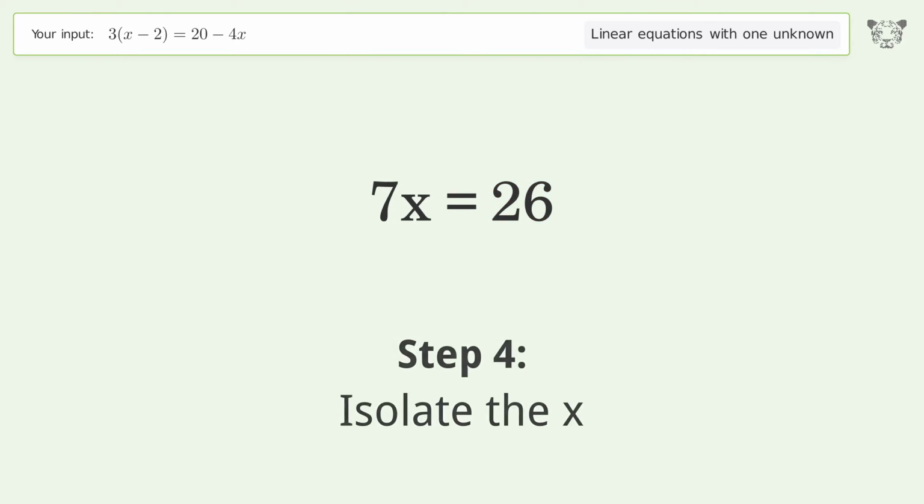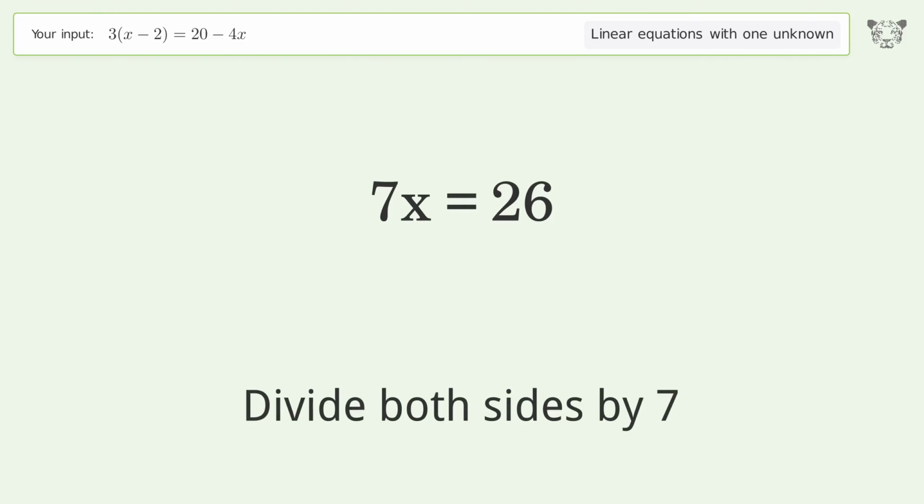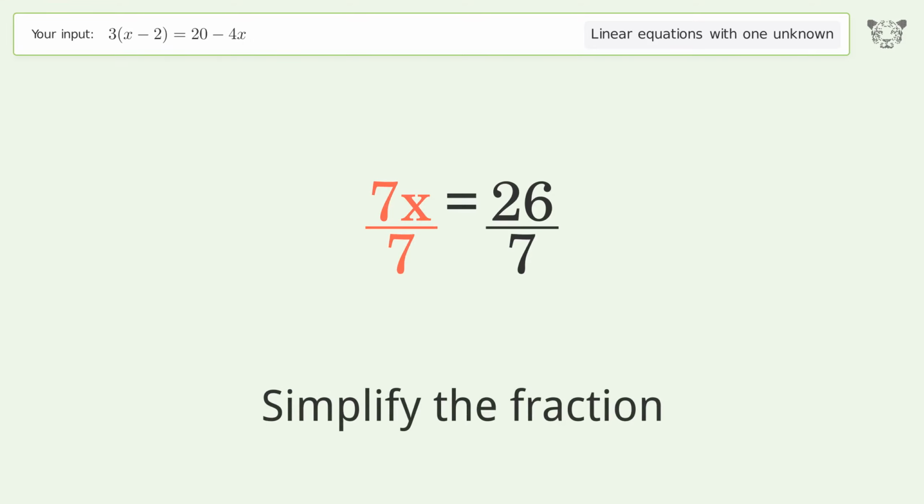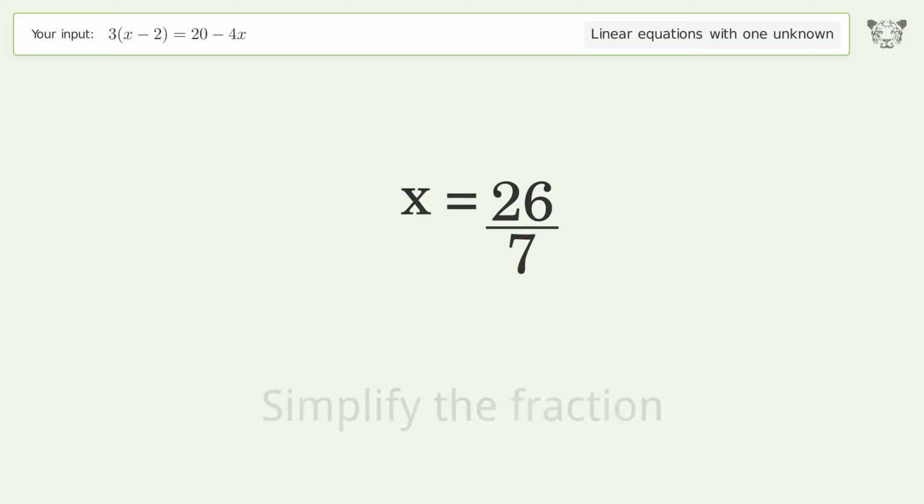Isolate the x. Divide both sides by 7. Simplify the fraction. And so the final result is x equals 26/7.